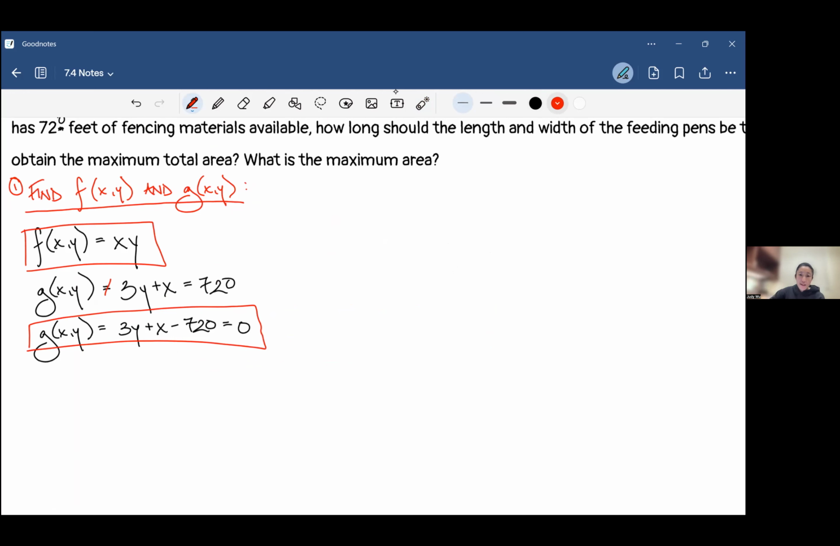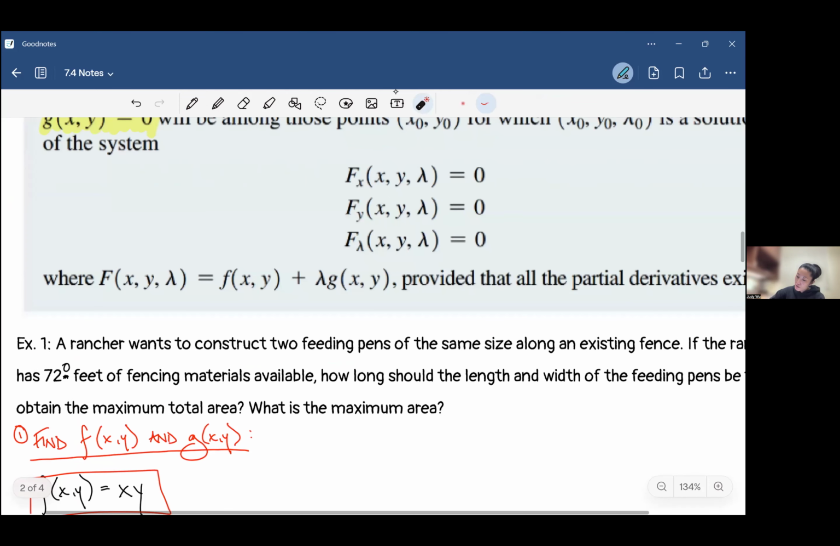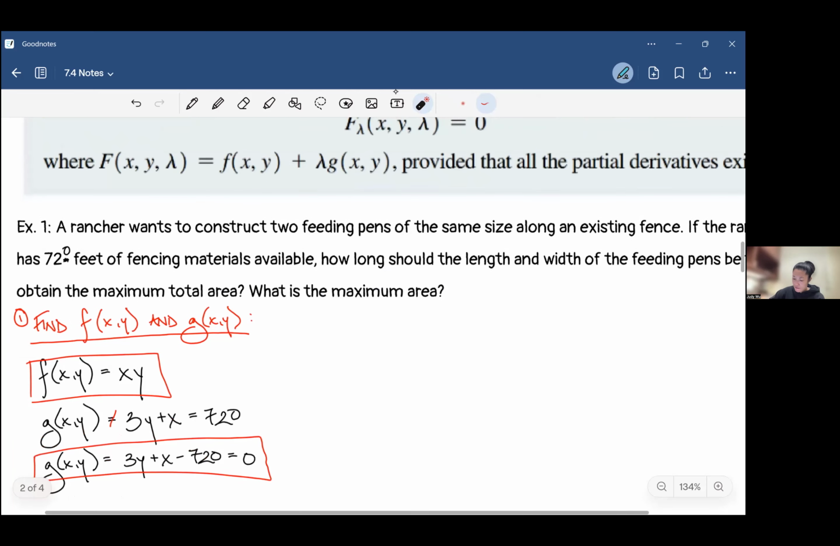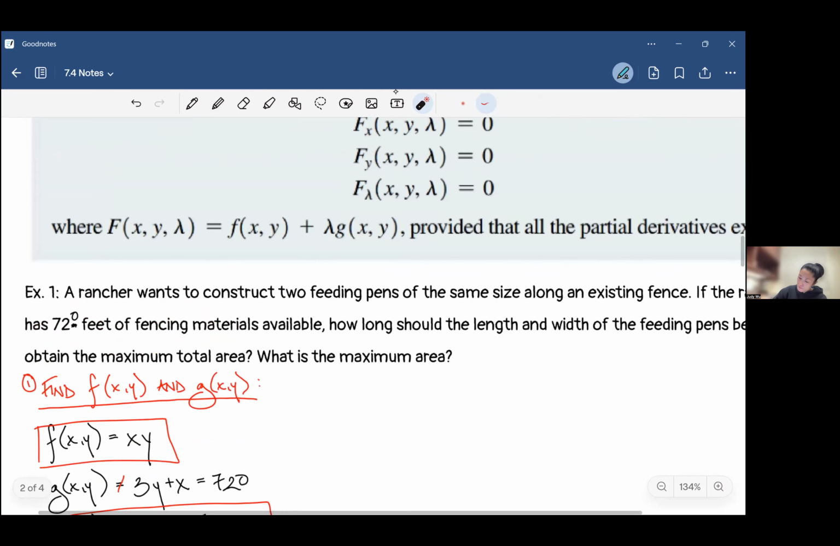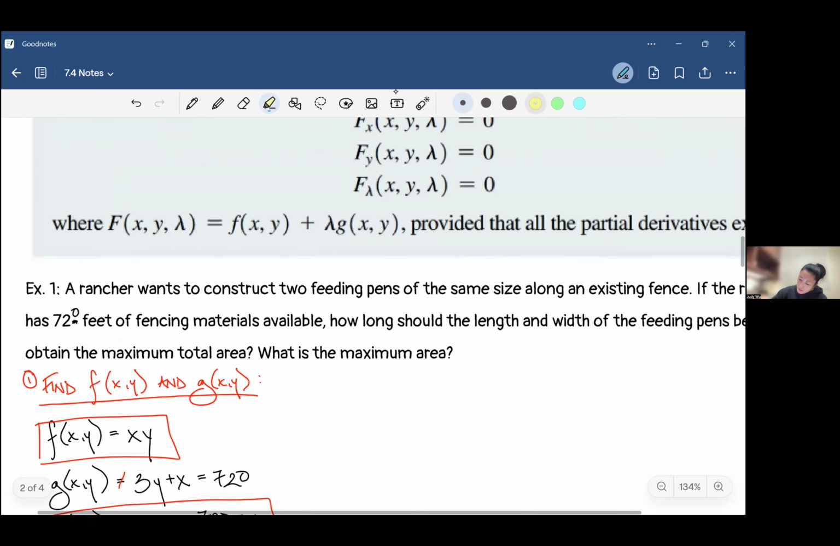And after that, now we get to do this part. We're going to find our partials. But if you look, all of these partials are capital F, and we only have lowercase f and lowercase g. So where does this F come from? It comes from here. F of xy lambda equals f of xy plus lambda g of xy. I know that looks like a lot of letters, but we're just going to plug in what we have and see what happens.